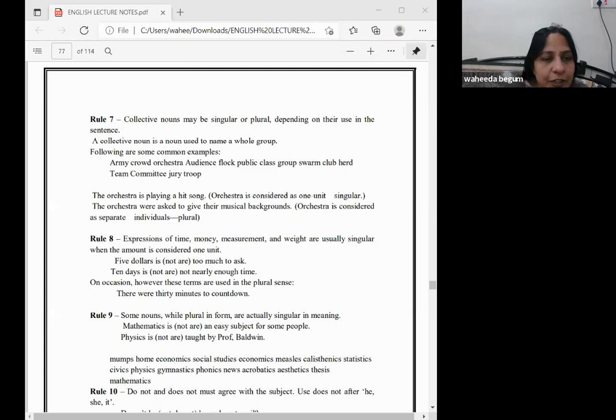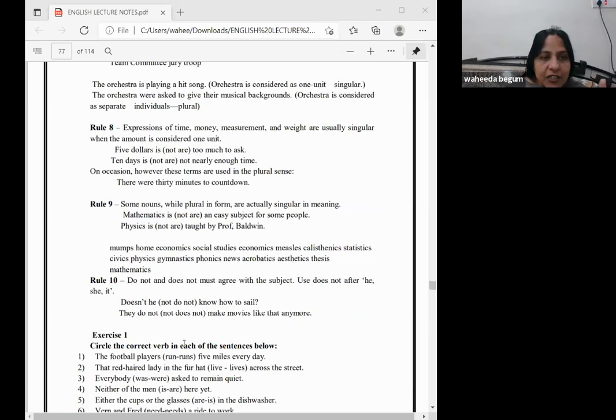Expressions of time, money, measurement, and weight are usually singular when the amount is considered as one unit. $5 is too much to ask. It is not "are" $5, though five is plural in number, it becomes one entity. $5 is too much to ask. 10 days is not nearly enough time. Though 10 is plural, we are talking about a time entity. 10 days is not nearly enough time.